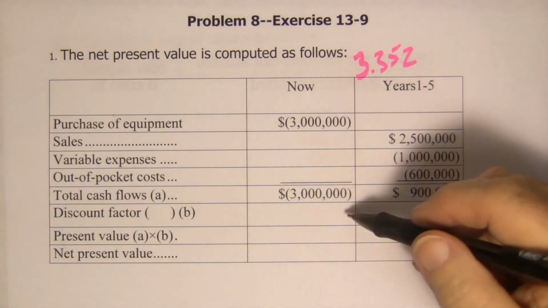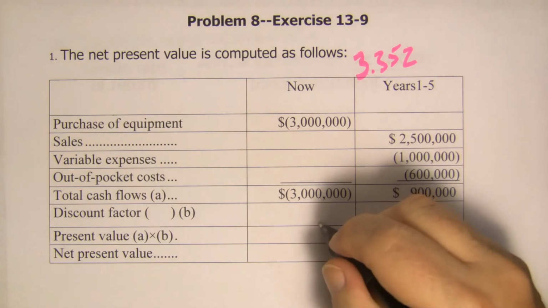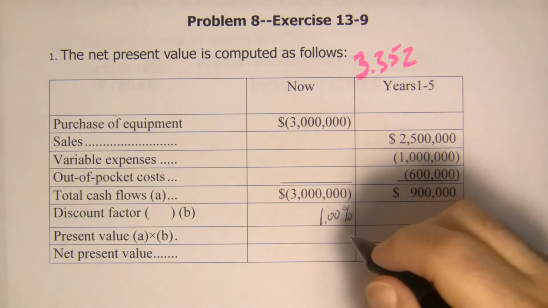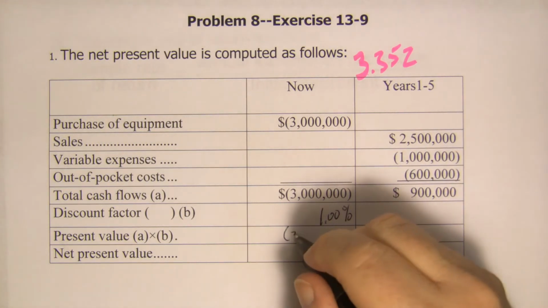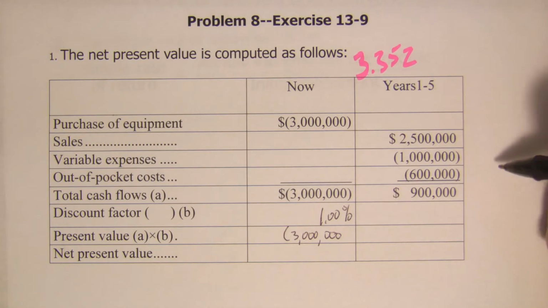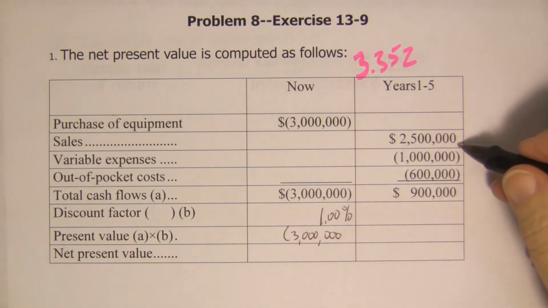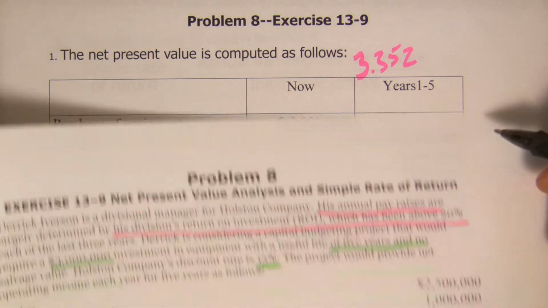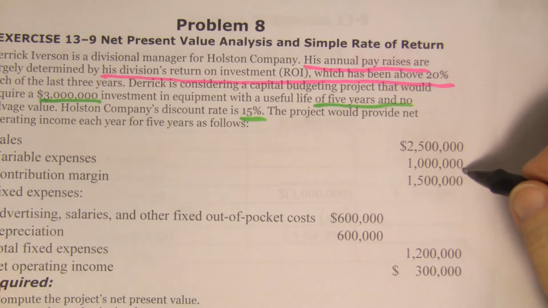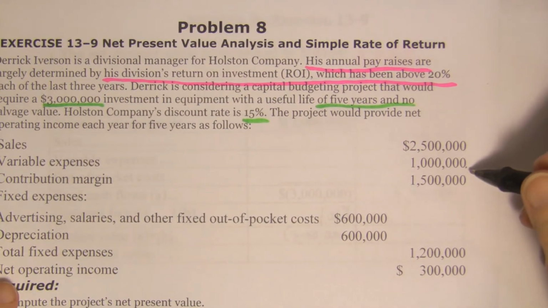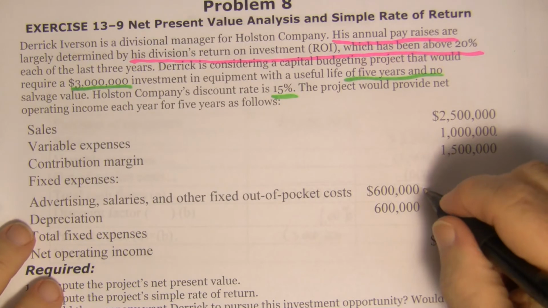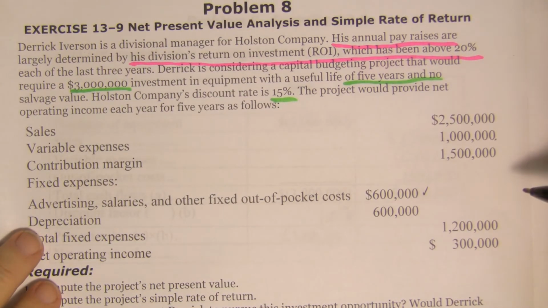So the present value of the equipment for right now is 1, because we're going to spend 100% of it right now, so that's $3 million. Now we're going to get each year $2.5 million in sales. They told us that. And they told us there's going to be some out-of-pocket expenses. So we bring in those out-of-pocket expenses, okay? Advertising and other out-of-pocket expenses.